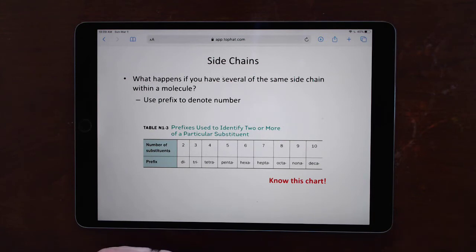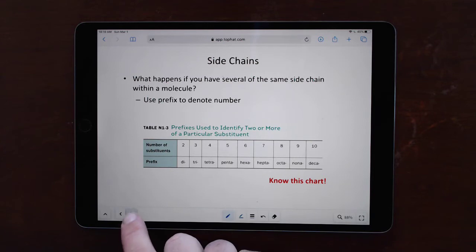If we have 2 of something, it'll be a di. If we have 3 of something, it'll be a tri. 4 of them will be a tetra. So you do need to know this list. Not a big deal, right? A lot of Greek and Latin roots in here.